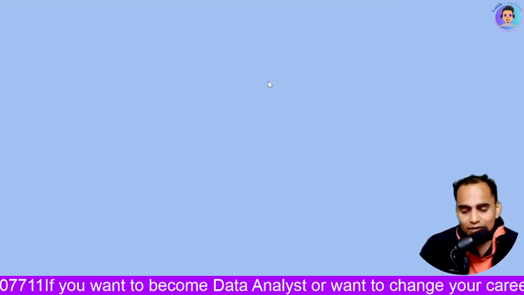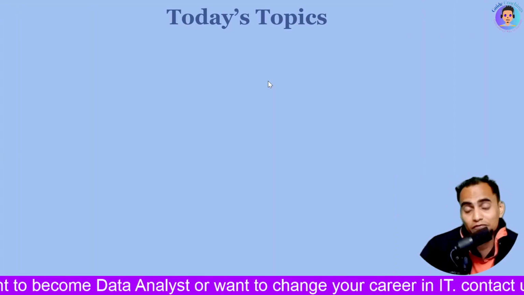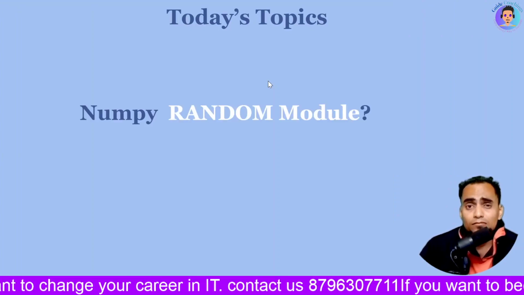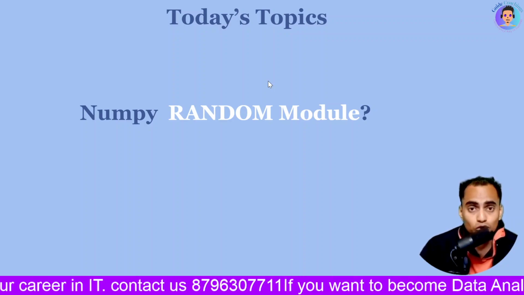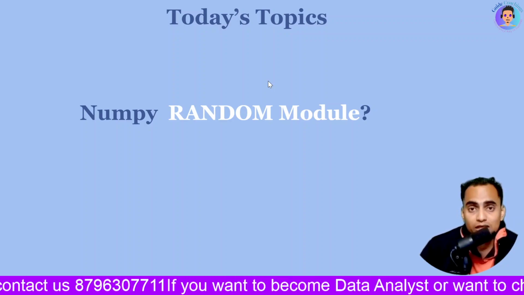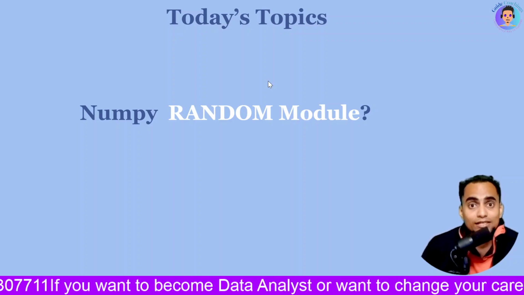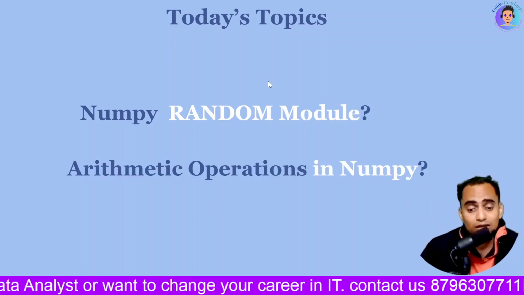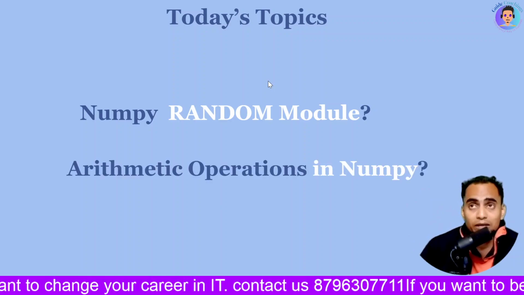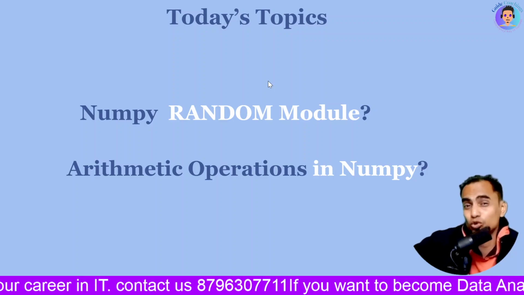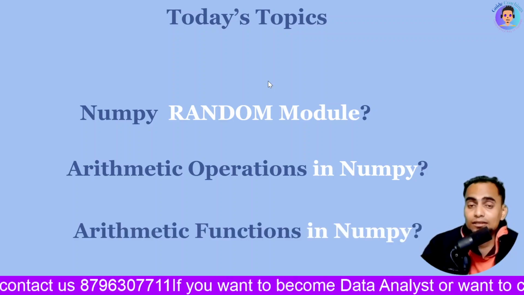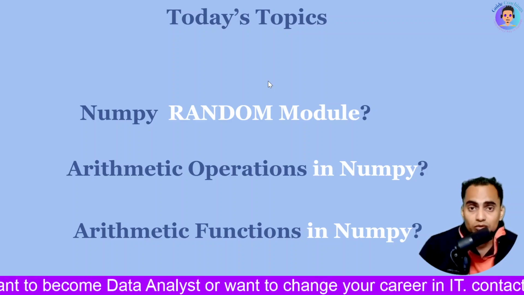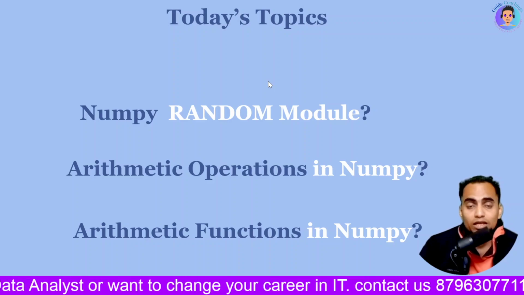Okay, so let's get started with the topics today, what we have in the list. So the first topic is NumPy. In NumPy, we have a random module. So how random is important, why the random module is used, we are going to see the practical applications of it. Then the second thing is arithmetic operations in NumPy, how we can perform the arithmetic operations, what are the arithmetic operations. And then the third, an extension to the second, is arithmetic functions, what are the functions available and how we can use them.